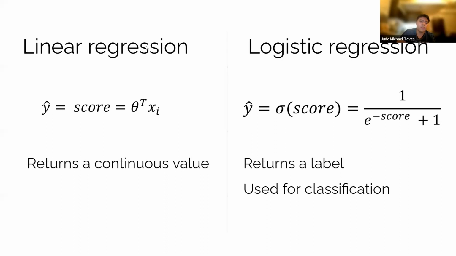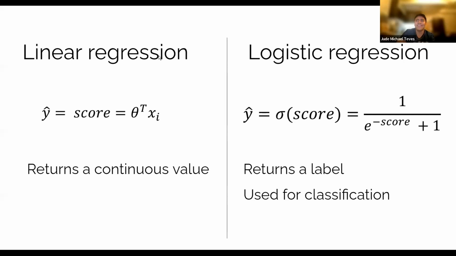In linear regression, you're returning a continuous value. In logistic regression, well, technically it returns continuous values as well, but it has probabilistic interpretations. And you could specify a threshold. Say, for example, 0.5. If it's higher than 0.5, then that's positive. If it's lower than that, it's negative.